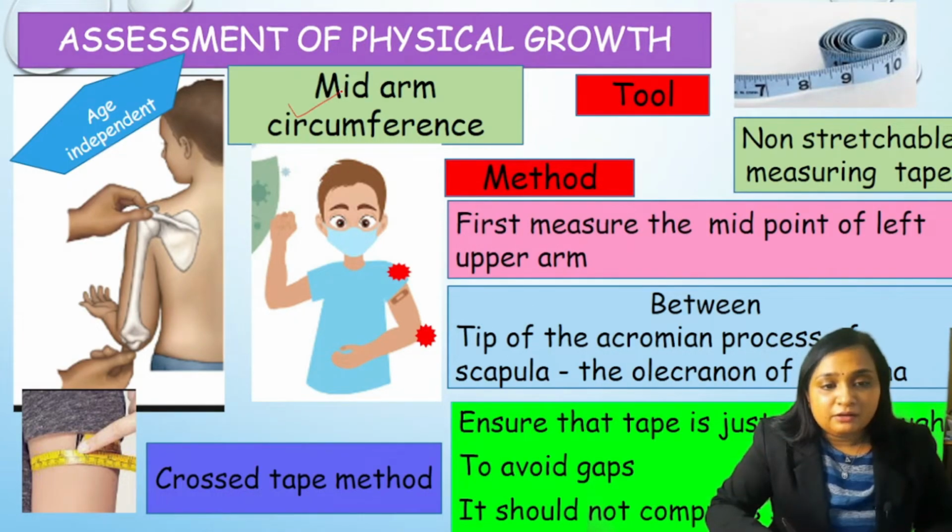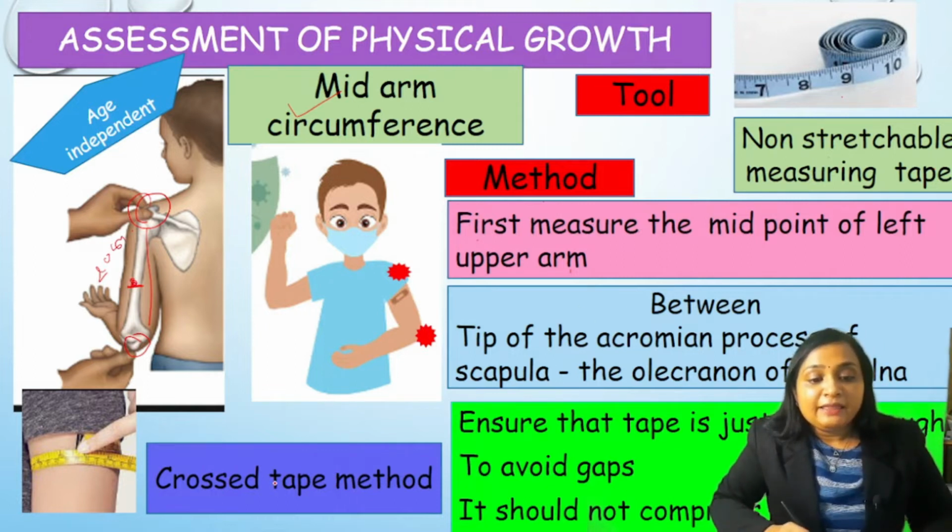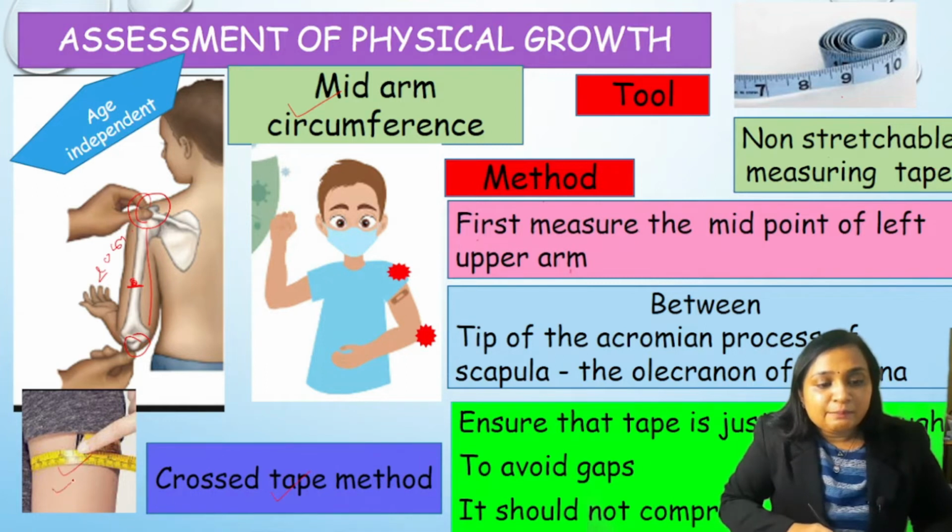Now mid-arm circumference. Again it is taken with the same tool, that is a non-stretchable measuring tape. What is the method? First we have to measure the midpoint of the left upper arm. How are we going to measure it? We take the tip of the acromion process of the scapula and the olecranon of the ulna. We have to take a midpoint. Suppose this is around 20 centimeters, then my midpoint will be somewhere here at 10 centimeters. And then we have to take it by the cross-step method like this.